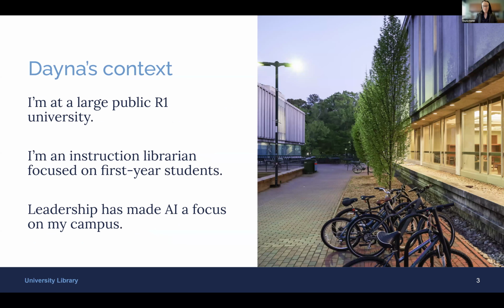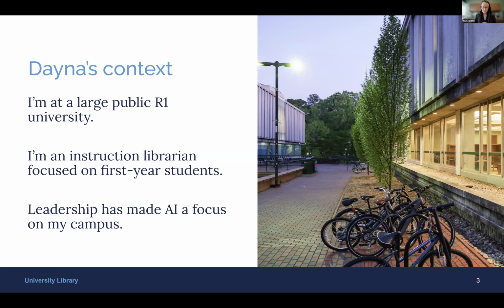So a little bit about me and my context. I am at a large public R1 university. We have over 30,000 students. It's a big campus, lots of stuff happening on our campus. I mentioned I'm an instruction librarian. My focus is first year students and transfer students. And then for those of you who work with undergrads or even high school students, you probably have talked with them. You know that they have a really wide range of experiences, opinions, and anxieties about AI. So that's a little bit about my context and who I work with the most.